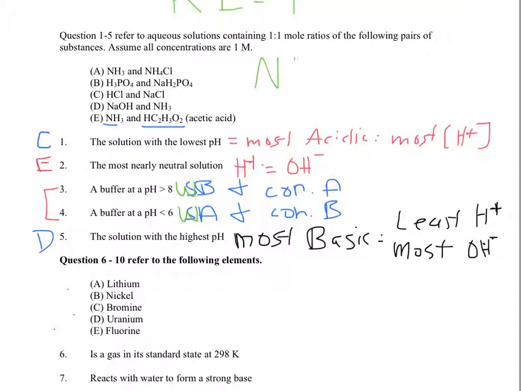Remember, what does NH3 turn into? Do you see NH3 and NH4 plus? That's a weak base and its conjugate acid, right? So that's going to be letter A. Does that make sense?